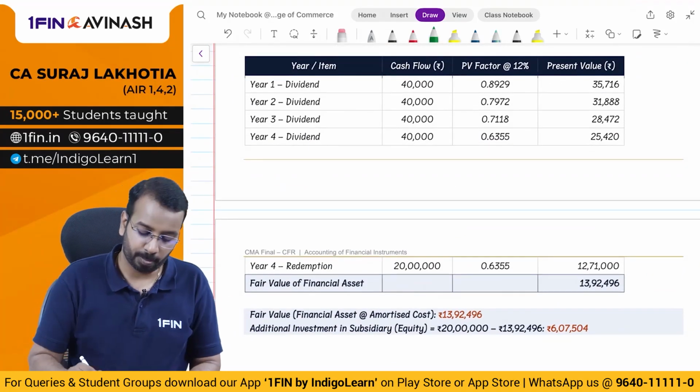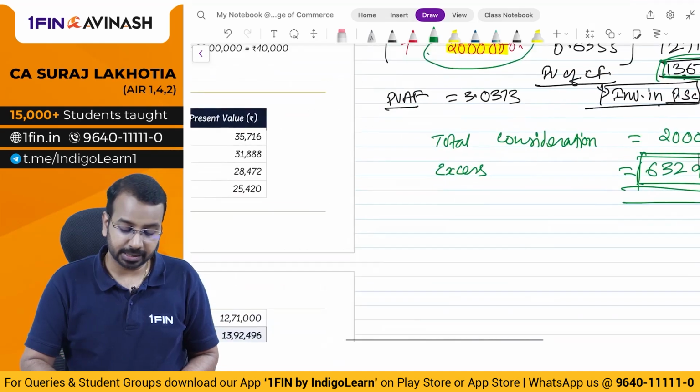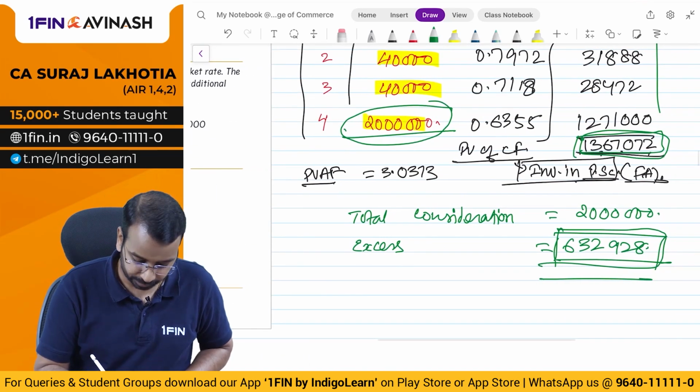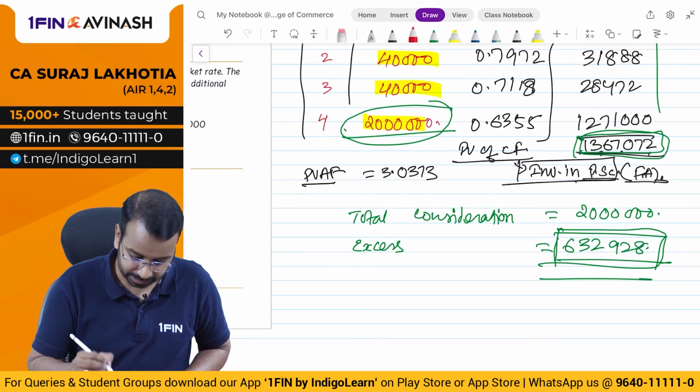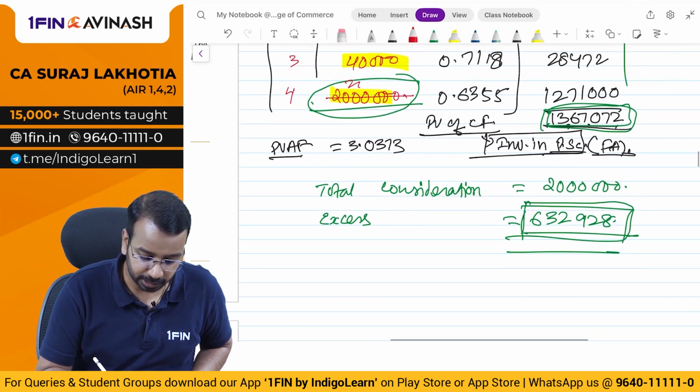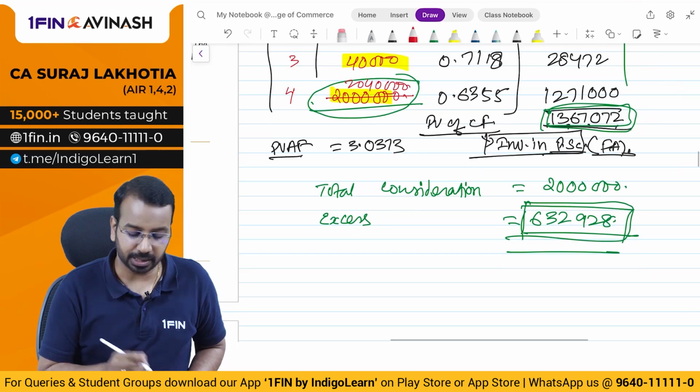Okay. So, 20 lakhs and 632. Oh, I took only 20 lakhs in the last year. See, a silly mistake here. This should not be 20 lakhs. This should be 20 lakhs 40,000, and you will get to the answer as we have done.